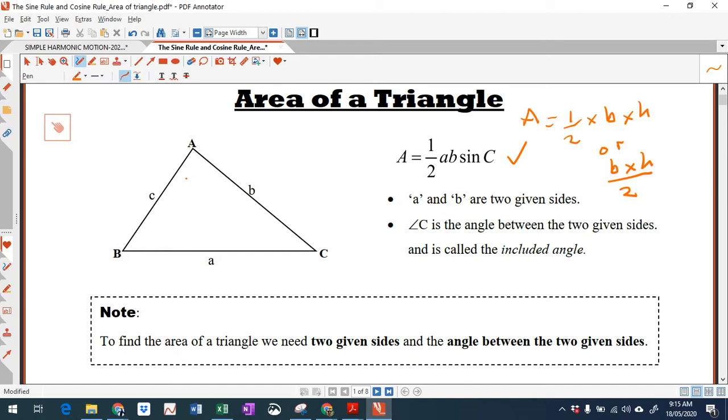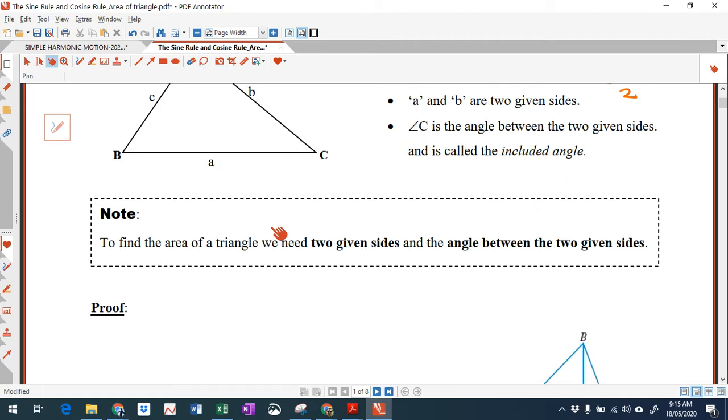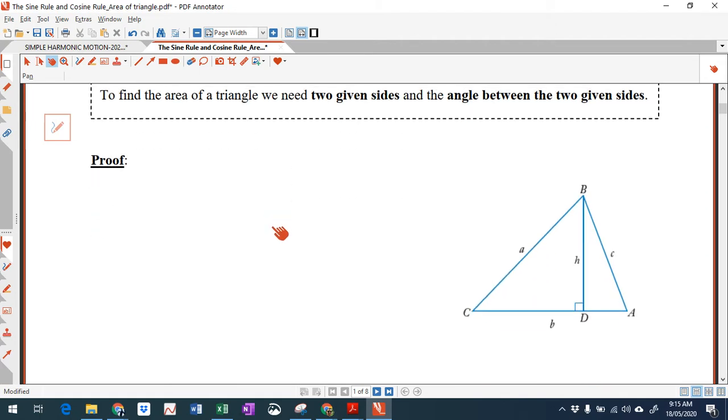Now, A and B are the two given sides, and angle C is the angle in between the two given sides. So, for example, here we have A and B, and C has to be the angle between the two given sides. All right? Now, let's have a look at a proof of this.